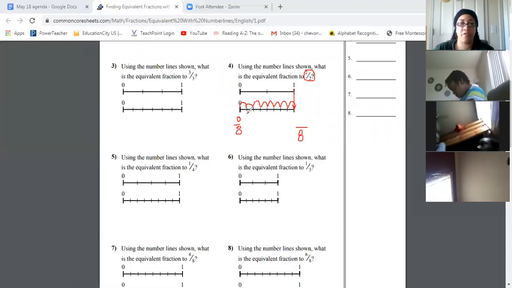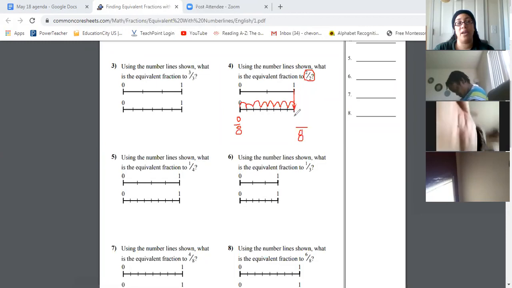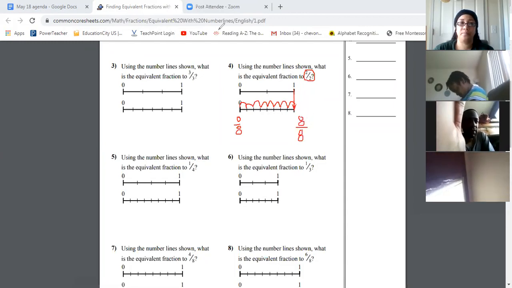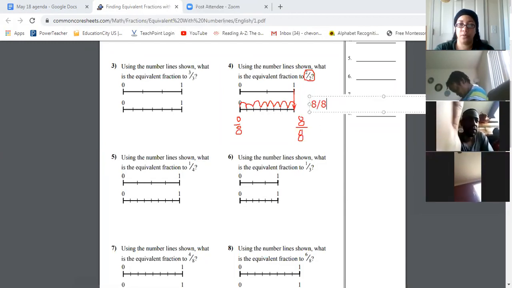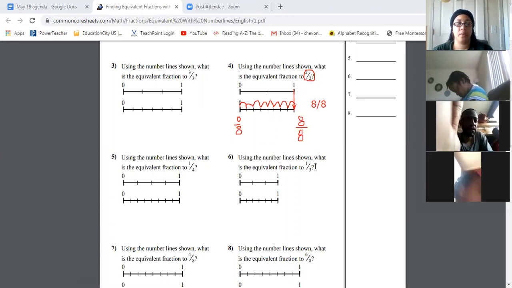Then we have 1 over 8, 2 over 8, 3 over 8, 4 over 8, 5 over 8, 6 over 8, 7 over 8, and my equivalent fraction, which is 8 over 8. Type that too, so you guys can see that a little bit better.